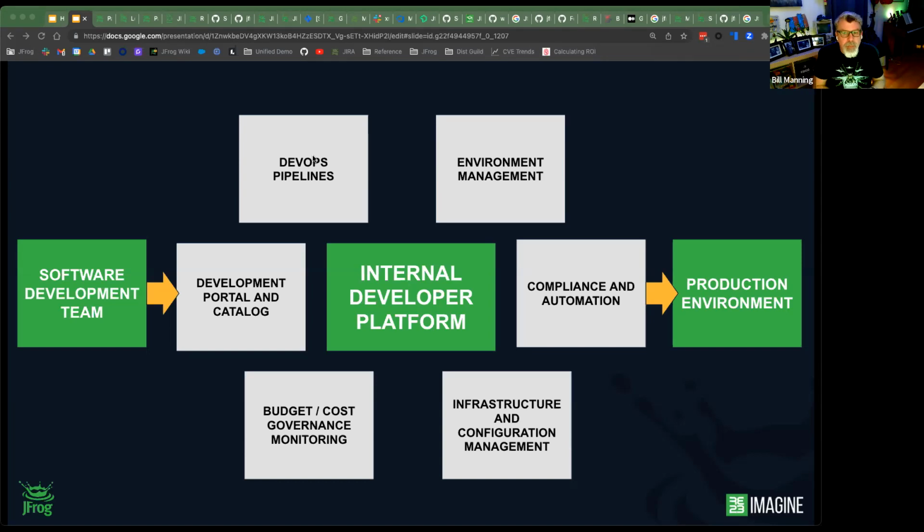Of course, there's also compliance and automation. So in other words, you can also have your checks and balances around things such as security, license governance, and everything before you deploy it to production. There should definitely be a compliance component behind it. Of course, there's infrastructure and configuration management. These are all the components that are available, but they need to be actually presented to the developer so they're not fishing around and trying to find things.